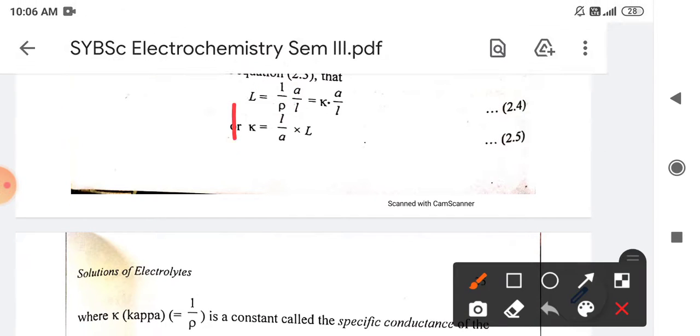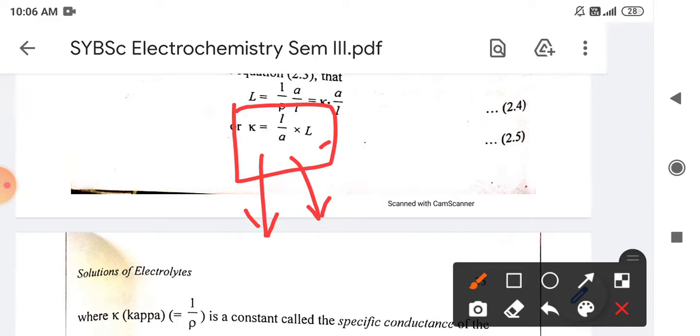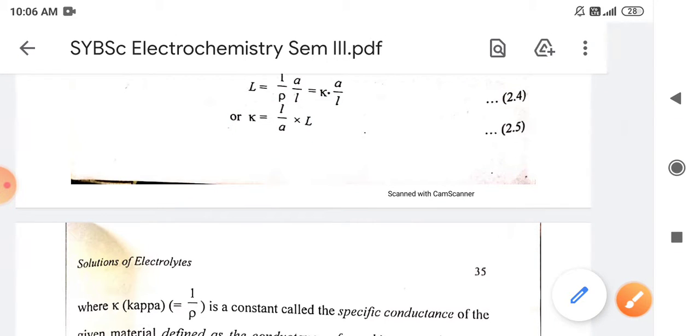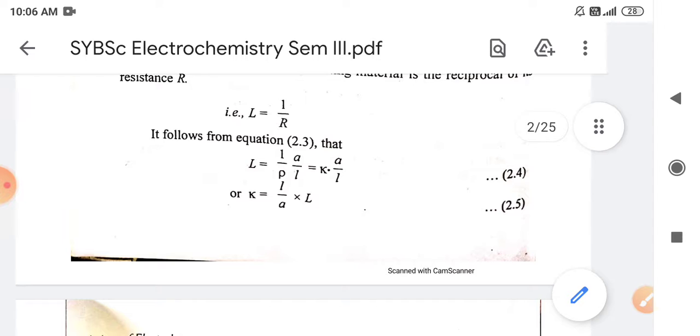This kappa is equal to what? L by A into this L, or sometimes it is also represented by the symbol G. In various reference books you will find either the symbol L or the symbol G, which is specifically for the conductance of a solution. It is simply the conductance.